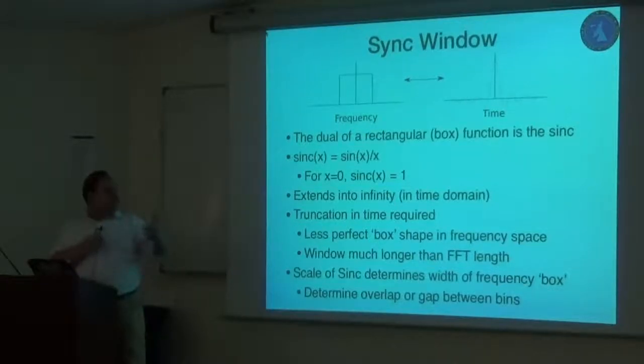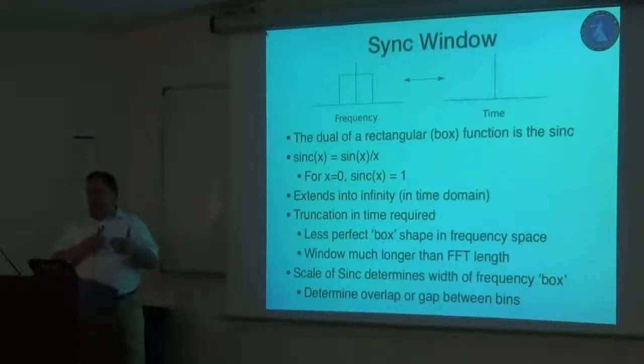Now this is a function that extends all the way into infinity, because it is almost like an uncertainty relation. The narrower the one is, the wider the other. So if I want this really narrow, I need a very wide version of that, which means it needs to extend further and further into time. You cannot do it infinitely, so you need to truncate at some point.